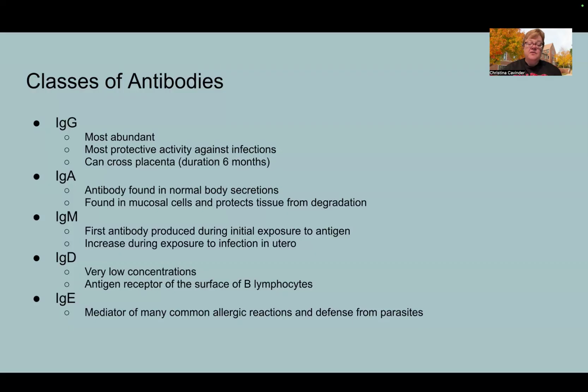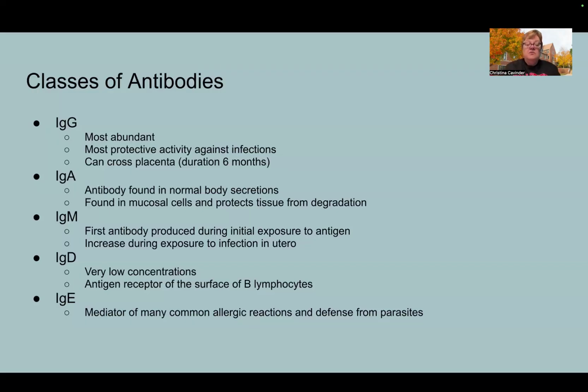IgA is the antibody found in normal body secretions, usually in the mucosal cells, and this protects the tissue from degradation. So it is not particularly something that you get after you have been exposed to an antigen. It's just something that's there to protect your tissues. IgM is the first antibody produced during initial exposure to an antigen, and this will increase during exposure to infection in utero.